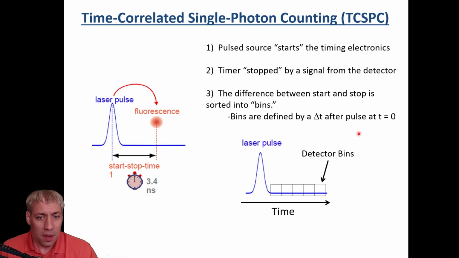The way this technique essentially works is you have some pulse of light that starts timing electronics, and those timing electronics will keep going until they get a signal from the detector, which basically says a photon has hit, and that is the time between the start and stop. The way this detection works is it has detector bins where it says, did it come in this time window? Did it come in this time window, this time window, this time window? You have some time intervals after the laser pulse, and these are known as detector bins.